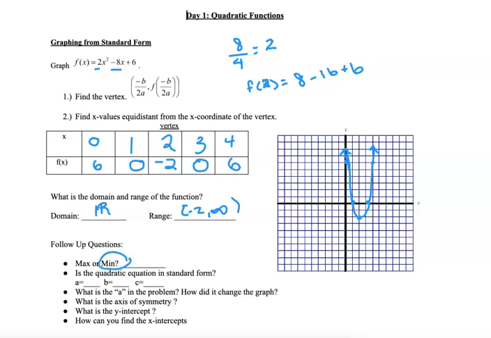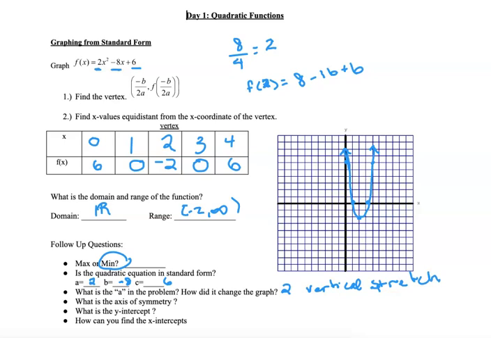The quadratic is in standard form, so my a value is 2, my b value is negative 8, and my c value is 6. So I have 2, negative 8, and 6. The a value in the problem is 2. What that does is creates a vertical stretch on the graph. Okay, so it's going to be stretched vertically from the original y equals x squared form.